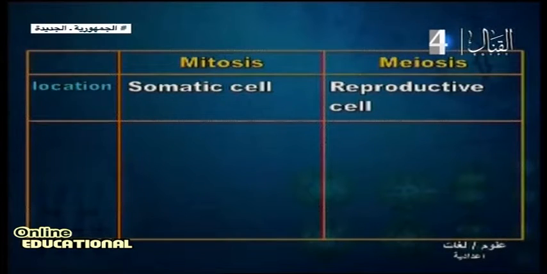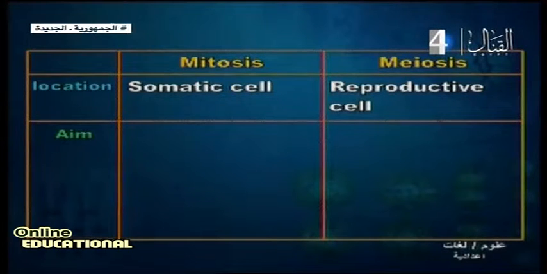Okay, let's compare mitosis and meiosis division. Let's see. Here, mitosis and meiosis division. Location. Mitosis division happens in somatic cells, which are body cells, except nerve cells because they have no centrosomes. But meiosis division happens in reproductive cells. So, mitosis in somatic cells, meiosis in reproductive cells.